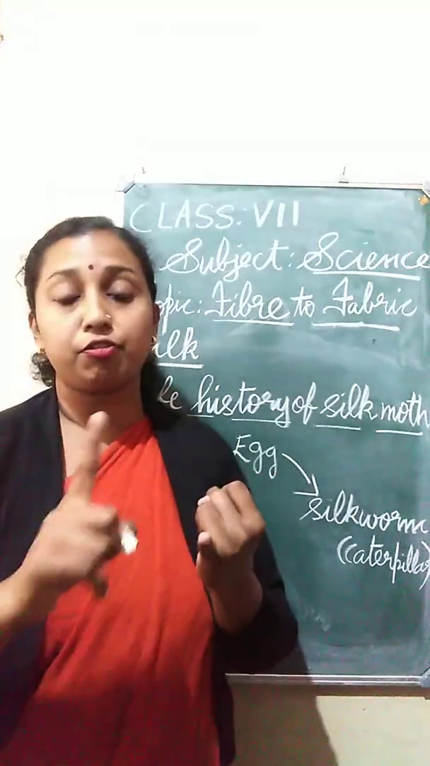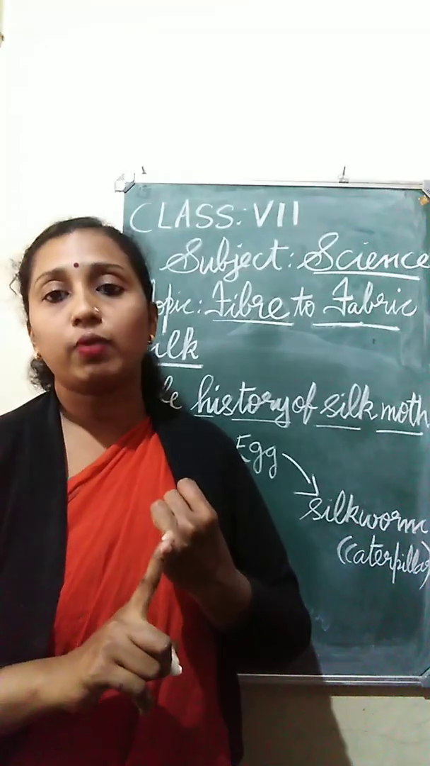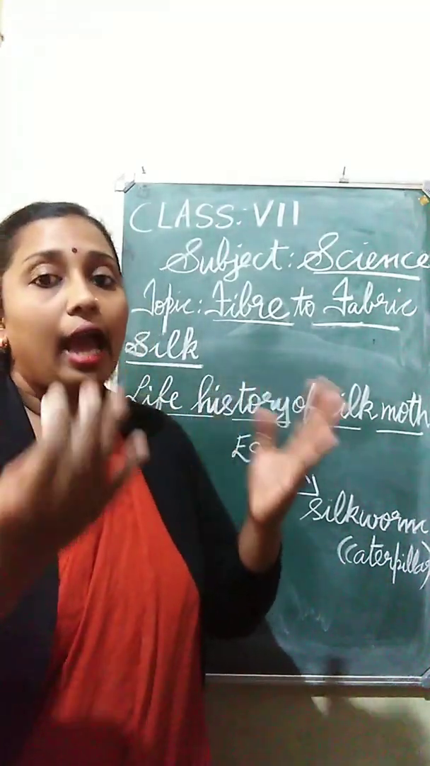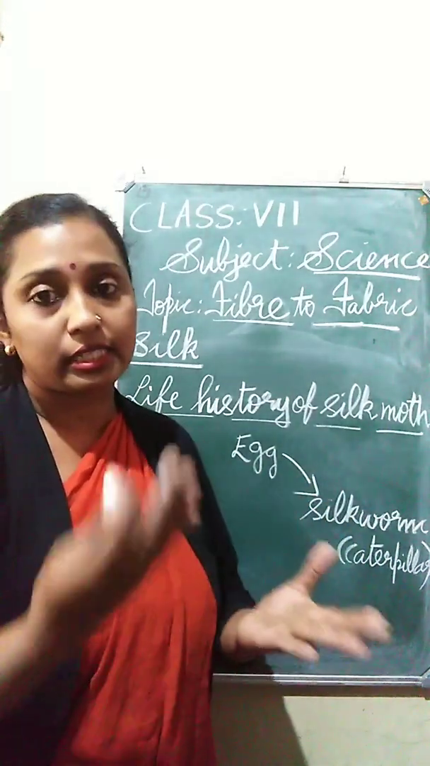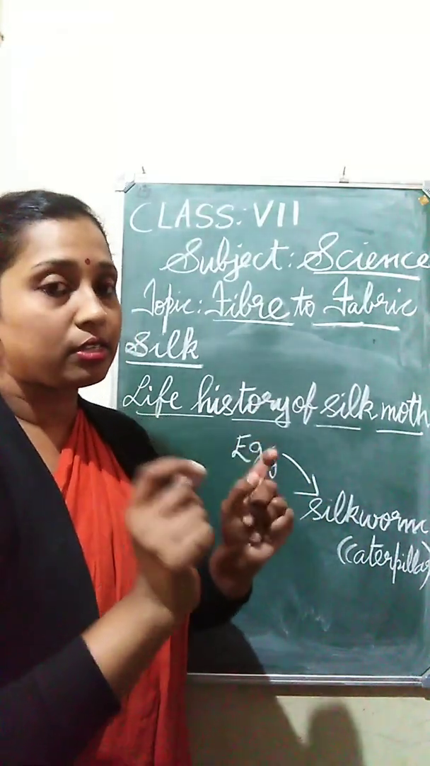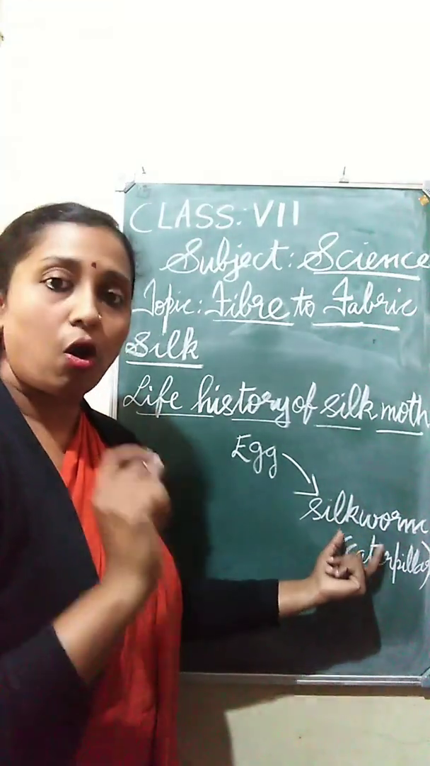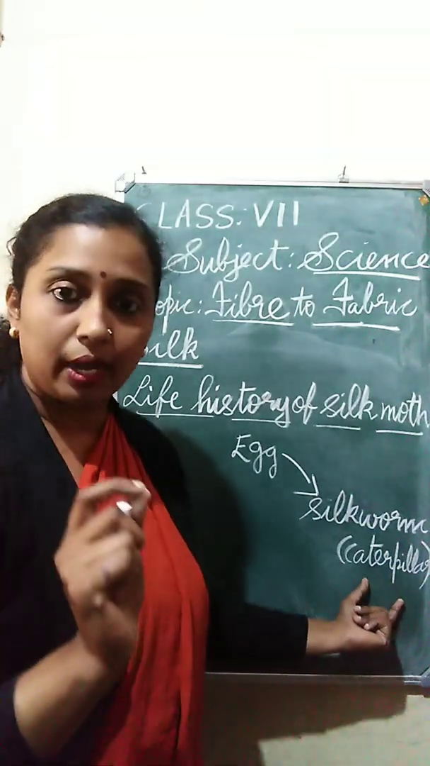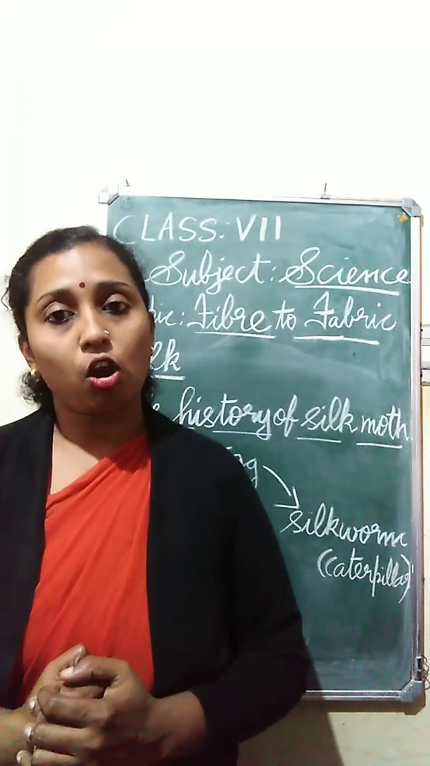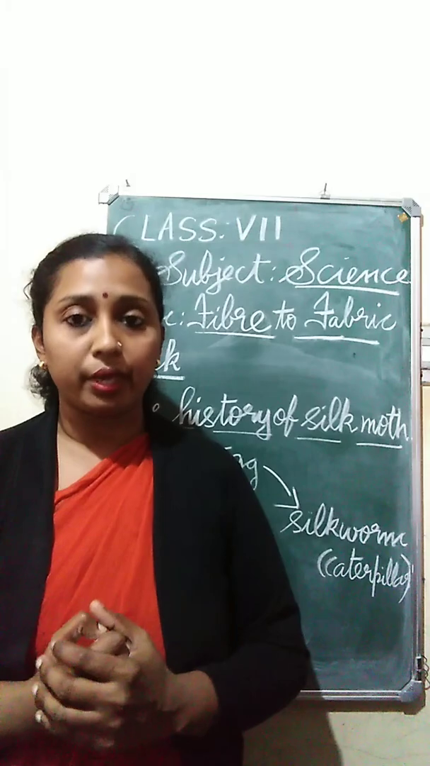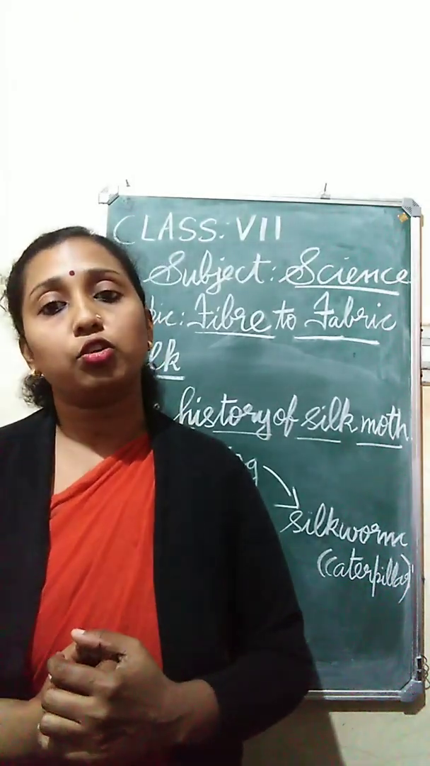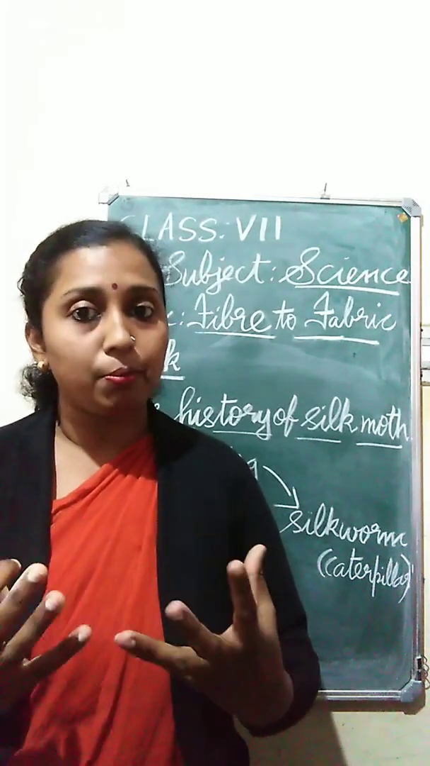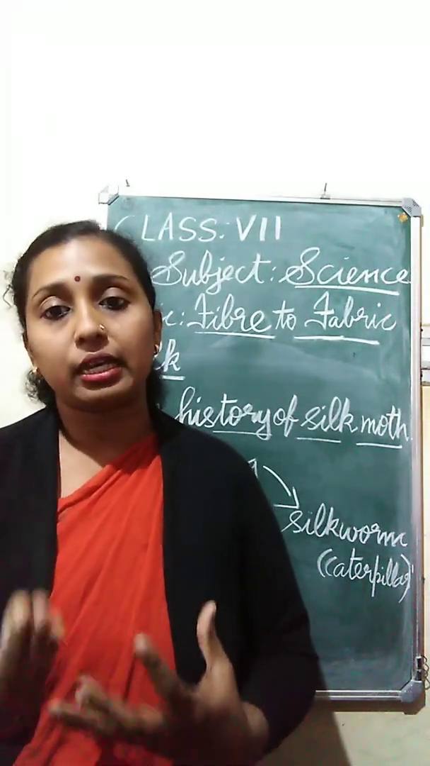So in the first stage, the female silk moth will lay the egg. After that, second stage, the egg hatches into larvae. That larvae is known as silkworm, also known as caterpillar. The silkworm feeds on mulberry leaves and grows bigger in size within 3 to 4 weeks. They will continuously eat these mulberry leaves and grow bigger.